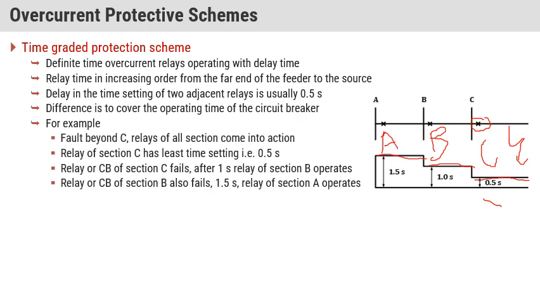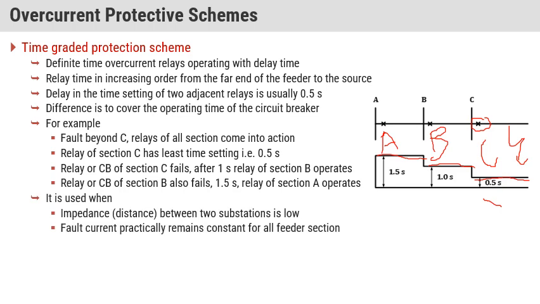These are all the explanations that I gave you. It is used when the impedance between the two substations is low and the fault current practically remains constant for all feeder sections. So these are the two points where we use time graded protection.